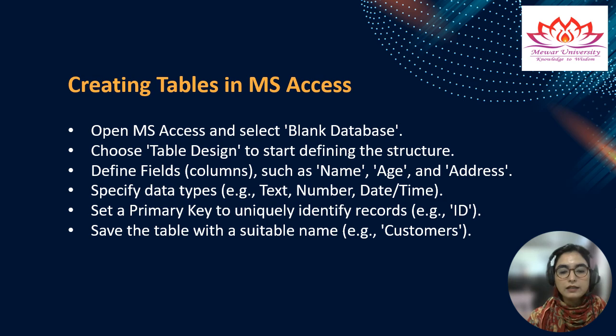Each field is assigned a data type like text or number based on the kind of data it will hold. A primary key is a unique identifier for each record, ensuring there are no duplicates. Finally, we save the table with a meaningful name for easy identification later.